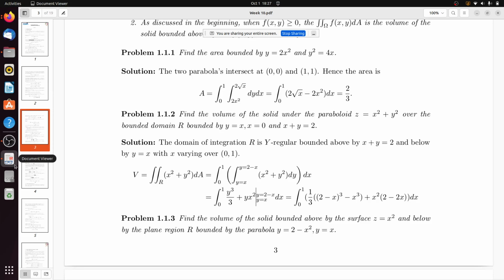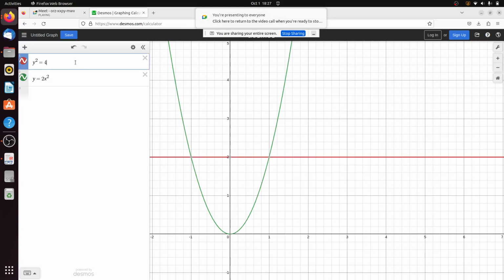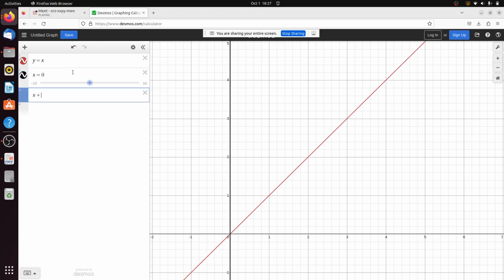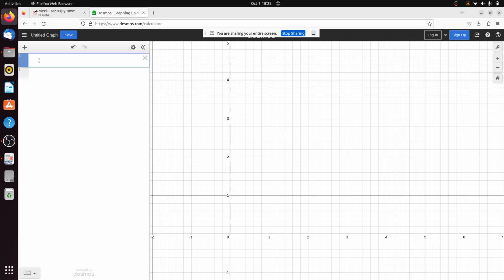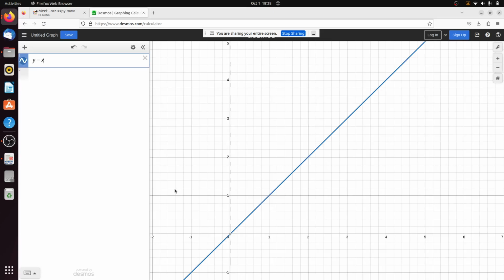See, y equal to x, x equals to 0, and x plus y equal to 2.